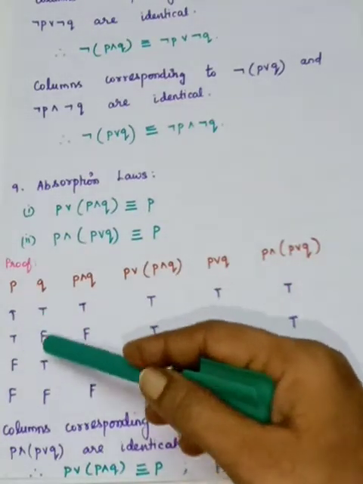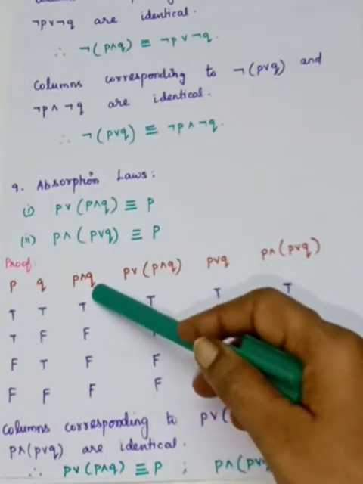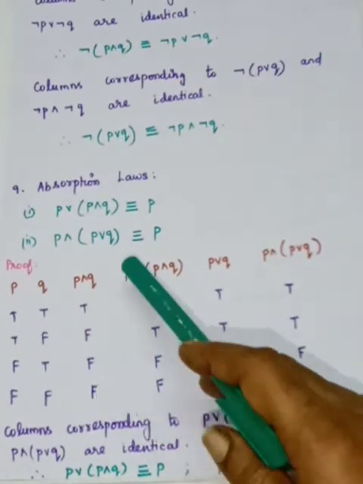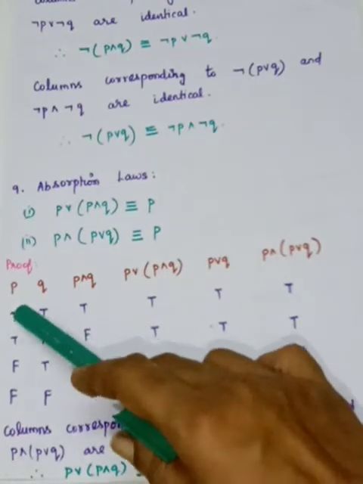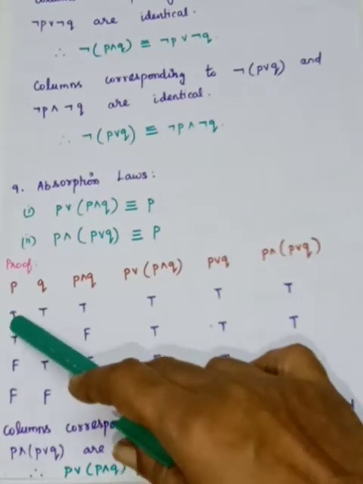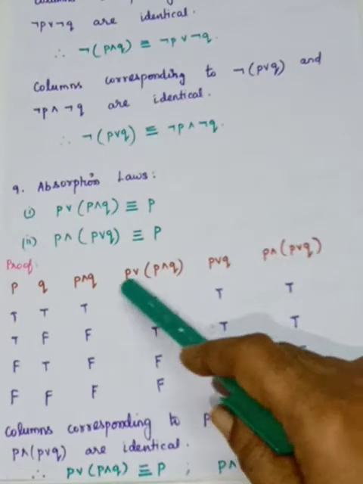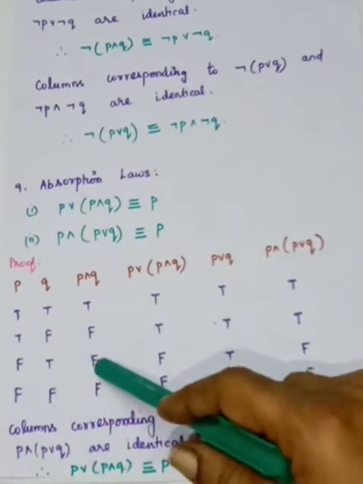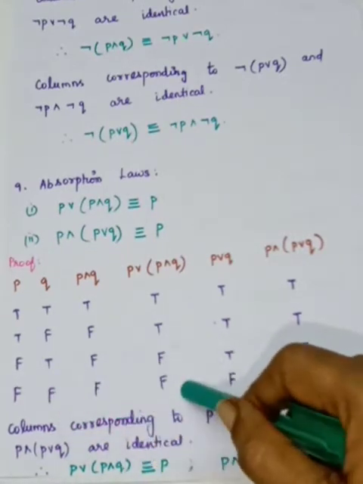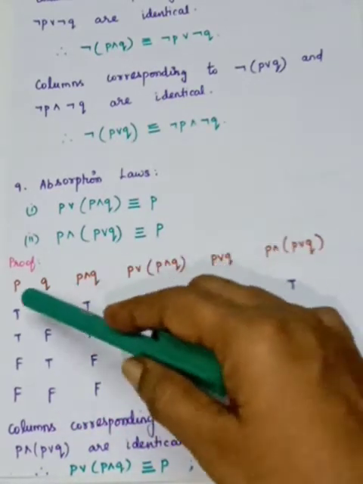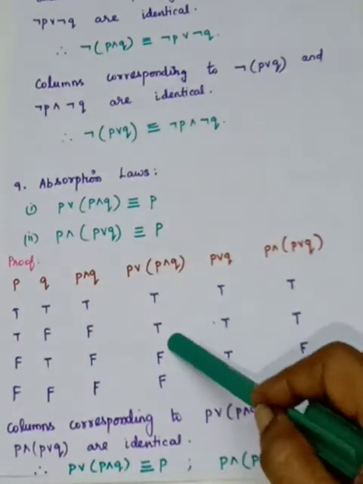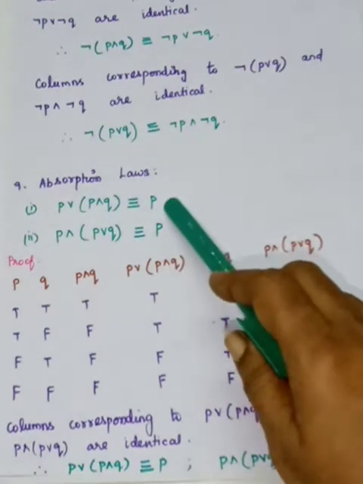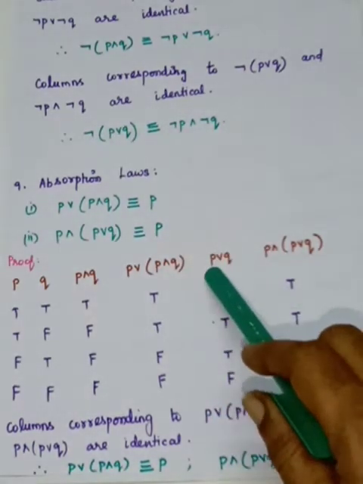So for P and Q, the two statements, here P and Q. And means both are true only then it is true, so other things are false. So P or (P and Q): take the first column and the third column, with or. Both are true, so it is true. Here one is true, so it is true. Here both are false, it is false. Here also both are false, it is false. So this column and the P column are identical. So therefore P or (P and Q) is logically equivalent to P. In the same way, you just find out P and (P or Q).